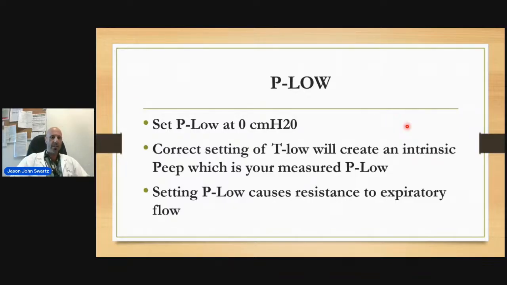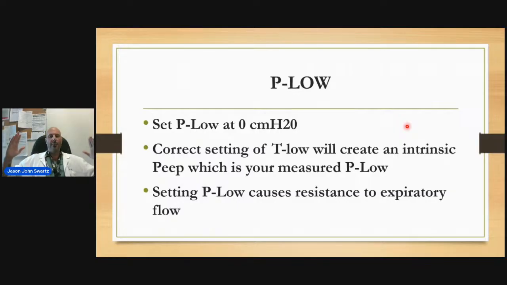So setting the P low at 0, if you're actually initiating your P low setting, what you're doing to generate a pressure low is you're closing the expiratory valve, right? You're making the diameter smaller. That creates more resistance to expiration, creates back pressure where you can get that P low or PEEP generated.